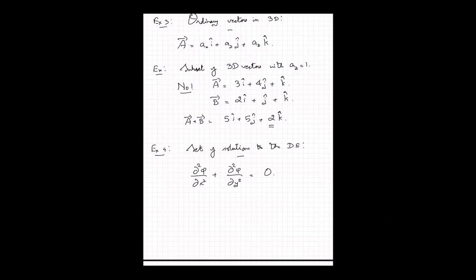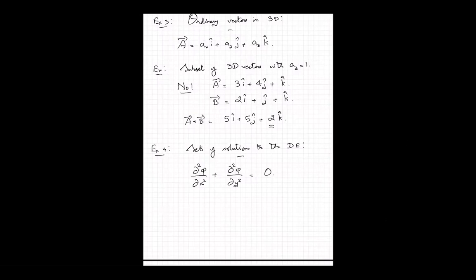So that vector will not have the same property as the parent vectors. So it doesn't form a linear vector space. For example, if I consider the subset of all 3D vectors with z component equal to 0, then that will be perfectly okay, because a is equal to 3i plus 4j plus 0k and b is equal to 2i plus j plus 0k. If I add these two vectors, I'll get 5i plus 5j plus 0k. So the addition of two vectors also produces a vector with z component equal to 0.